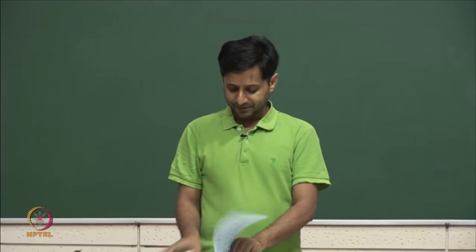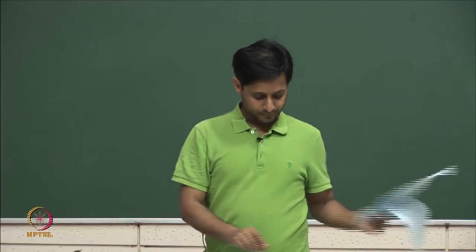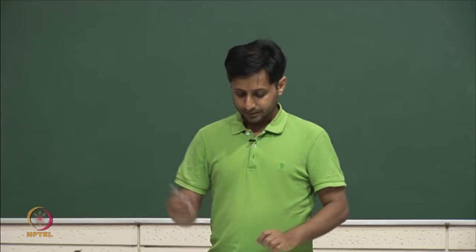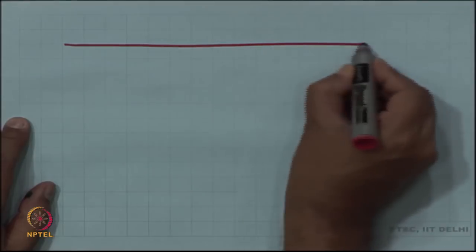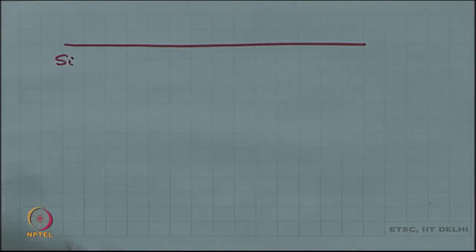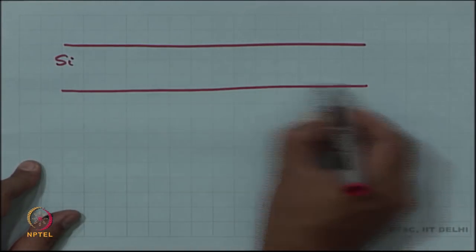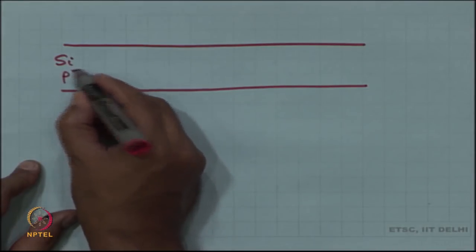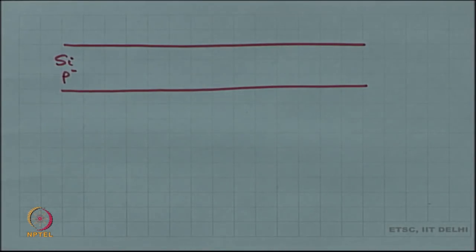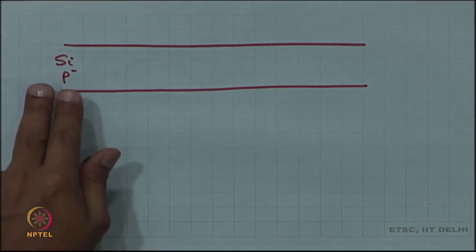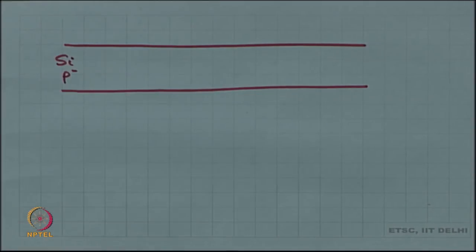So, normally what happens is that you have silicon, right, and the silicon is doped, lightly doped with P. This is the silicon wafer, and then all the devices have to be made on this wafer. So, the starting material is P type doped silicon, lightly P type doped silicon. This is the starting material.